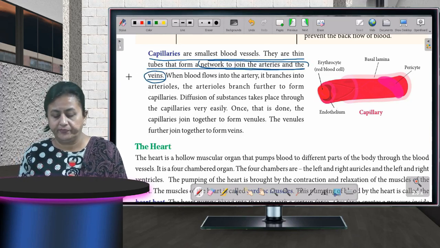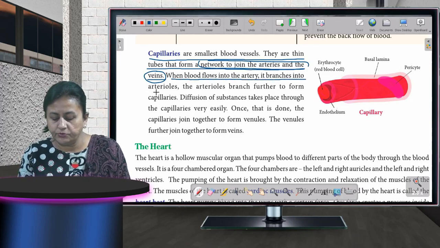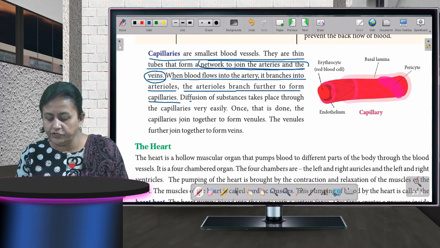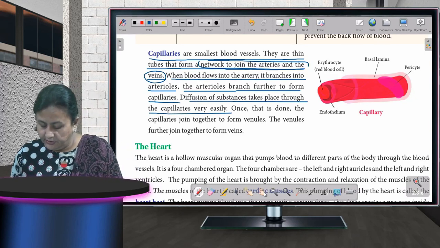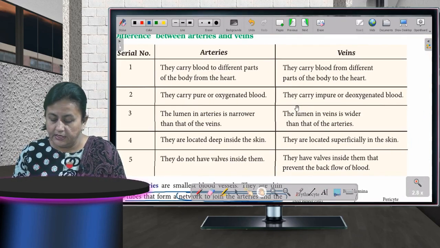Fine, children. When blood flows into the artery, it branches into arterioles. The arterioles branch further to form capillaries. Diffusion of substances takes place through the capillaries very easily. Then I'll tell you the difference between arteries and veins.